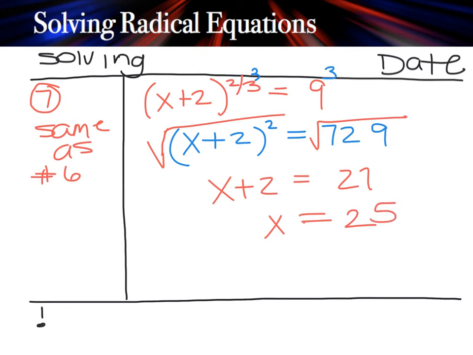Okay, let's make sure that that's working. So if I put 25 right here, I'm going to have 27. The cube root of 27 is 3, and then 3 squared equals 9. So this one is a good answer. Okay, let's try one more.